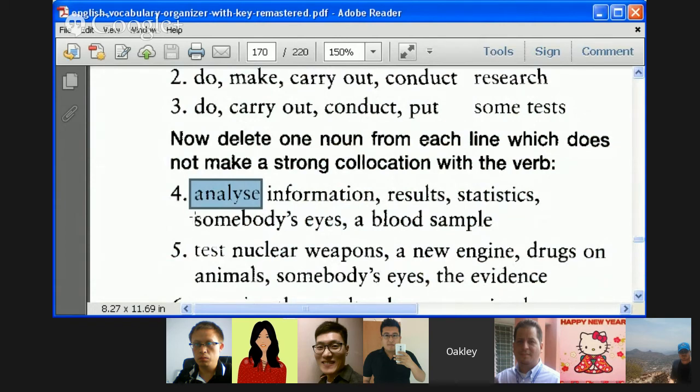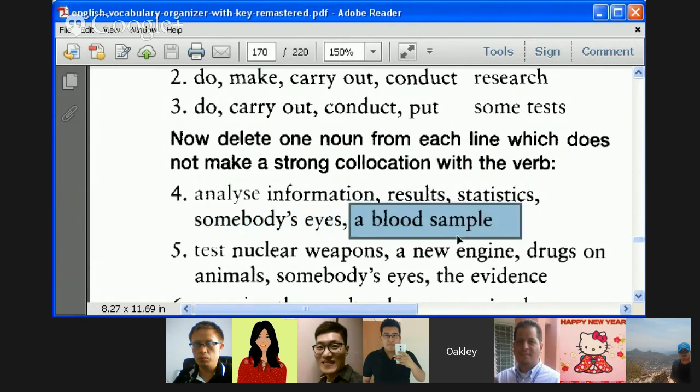Well, number 4. Yes, number 4. Yeah. Right. Okay, we can analyze information, analyze results, statistics. Analyze somebody's eyes. I think it's... That's weird. Yeah, that one's strange, right?